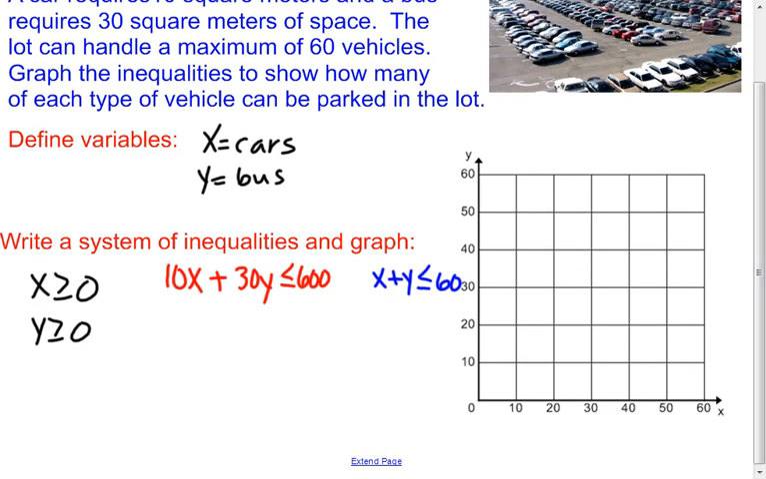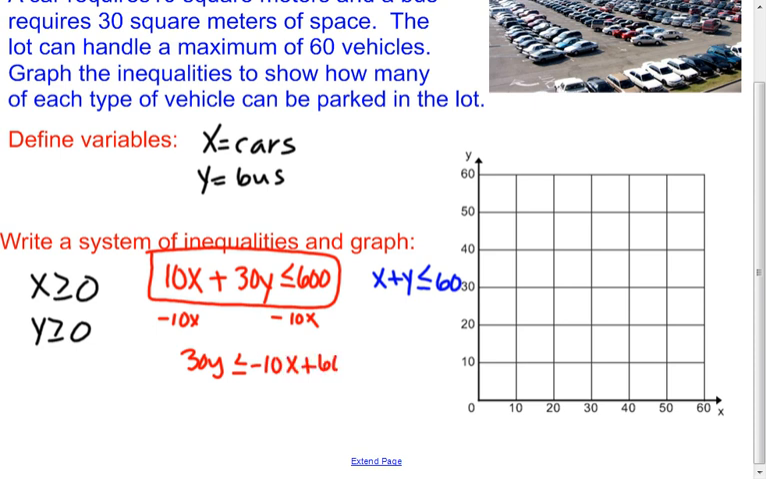All right, let's get these into y equals mx plus b form. So here's your first equation that I would expect you to have written. I will subtract 10x, and I'll have 30y is less than or equal to negative 10x plus 600. Divide by 30. And y is less than or equal to negative 1/3 x, that reduces, and then 600 divided by 30 is 20.